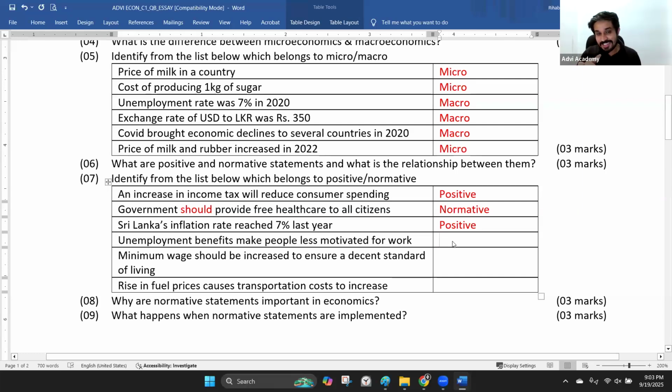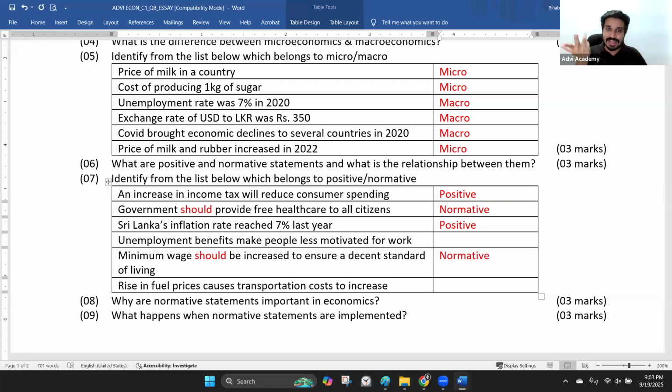Normative or positive? That's a good one. The rest are, I think, easy. "Minimum wage should be increased." So this is normative now, because it says "should be increased." They don't have to. Minimum wage is the lowest salary, the minimum wage a person can earn. The salary level in a country, right?